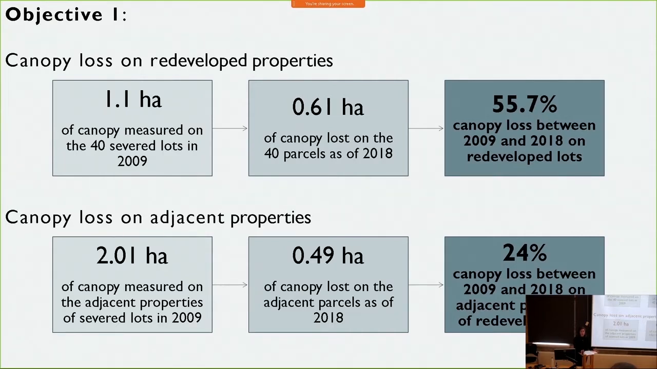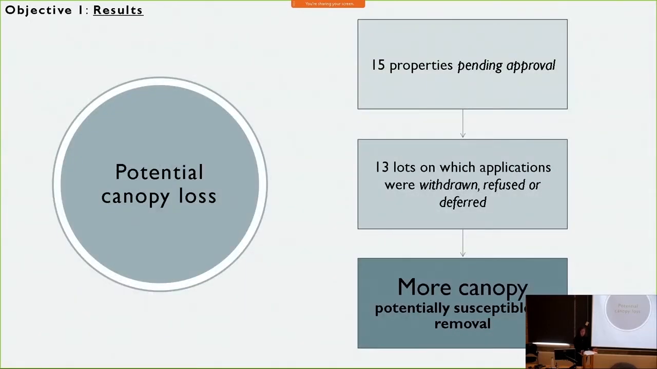0.49 hectares was removed. So that's a 24% canopy loss between 2009 and 2018 on adjacent properties of redeveloped lots. Then I also did want to look at potential canopy loss. So I did digitize the canopy on lots on which applications were submitted but refused, deferred, or pending approval by the city to examine the tree cover potentially susceptible to loss as a result of development. So there were 15 properties that were pending approval, 13 that were either withdrawn, refused, or deferred. And so that shows 28 more properties on which canopy is susceptible to removal.